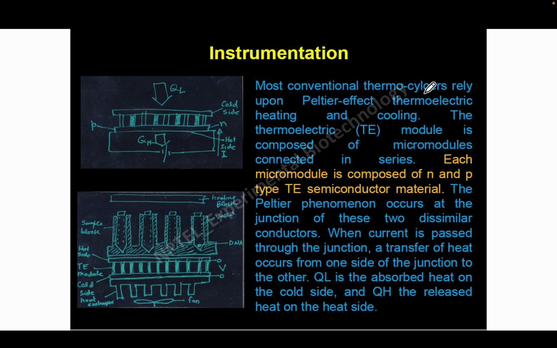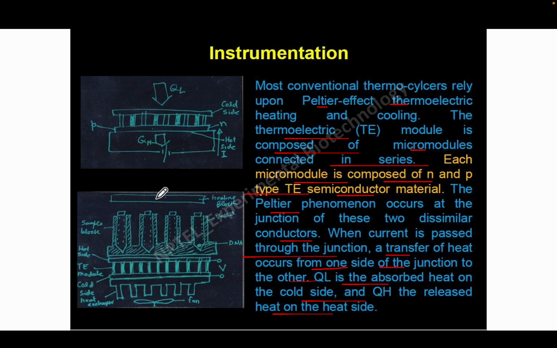Instrumentation: most conventional thermocyclers rely upon the Peltier effect, thermoelectric heating and cooling. The thermoelectric module is composed of micro modules connected in series. Each micro module is composed of N and P type semiconductor material. The Peltier phenomenon occurs at the junction of these two dissimilar conductors. When current is passed through the junction, a transfer of heat occurs from one side of the junction to the other. QL is the absorbed heat on the cold side, and QA is the released heat on the heater side. So it is based on the Peltier effect, thermoelectric heating and cooling.